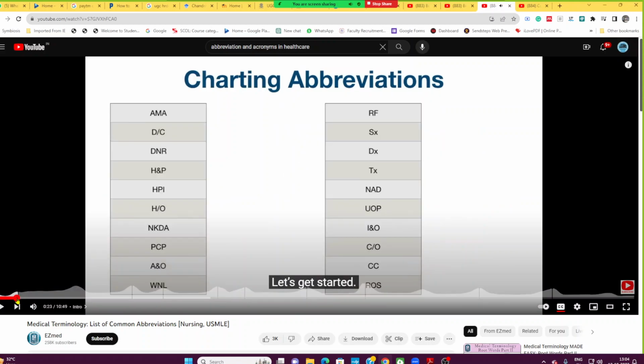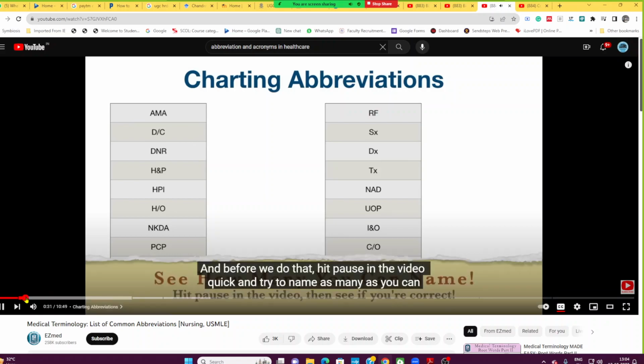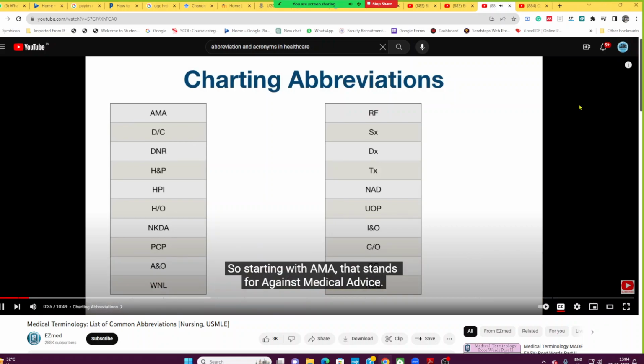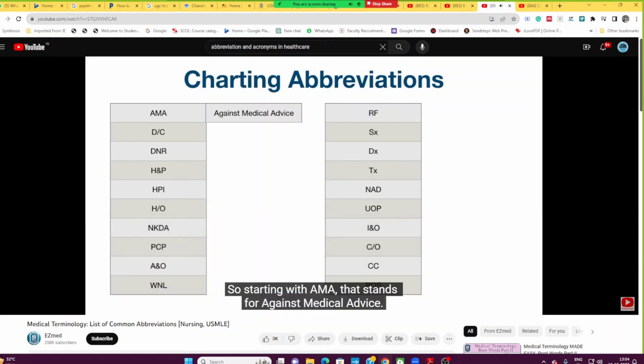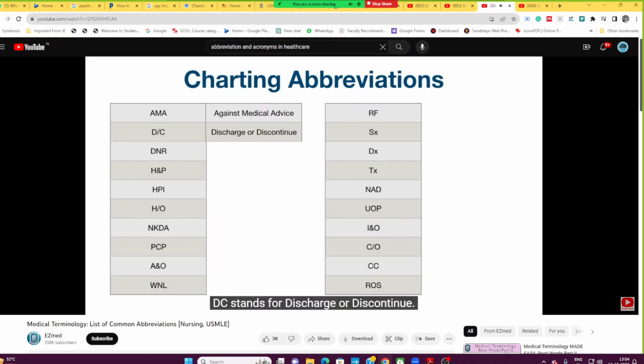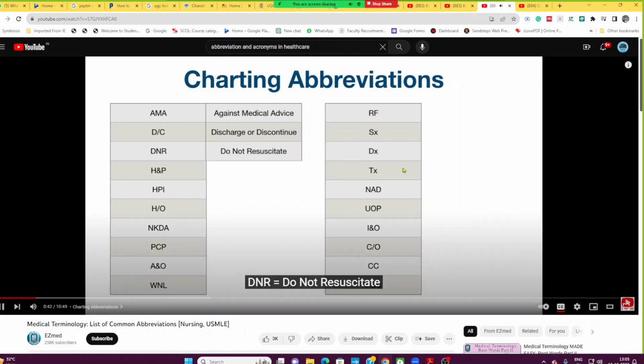So starting, we're going to name as many as you can and then see how many you get right. Starting with AMA, that stands for Against Medical Advice. DC stands for Discharge or Discontinue. DNR, Do Not Resuscitate. Discharge, usually this is the summary the patient gets when he is discharged, and this short form is usually used, D/C.